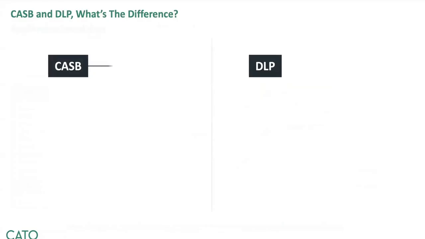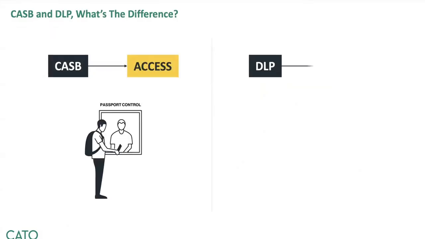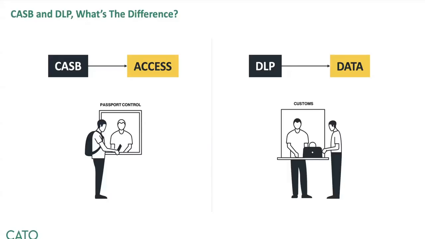All right, jumping into DLP, a quick overview from the traveling abroad perspective. This is how we pass through the passport control and customs. From the analogy point of view, what is the CASB? What is the DLP? DLP really looks at the data, the crown jewel of the modern enterprise.